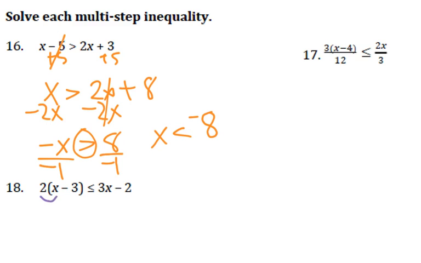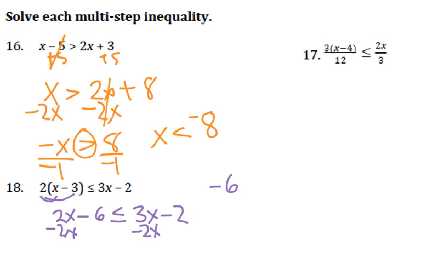Number 18, we multiply that 2 in, so I get 2 times x minus 2 times 3, which is 6, less than or equal to 3x minus 2. So let's subtract the 2x from both sides. We get negative 6 is less than or equal to x minus 2. Add 2. We get negative 4 is less than or equal to x.